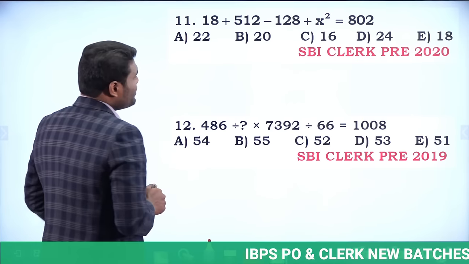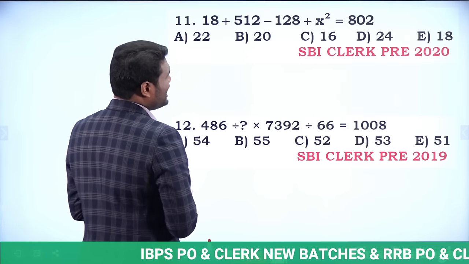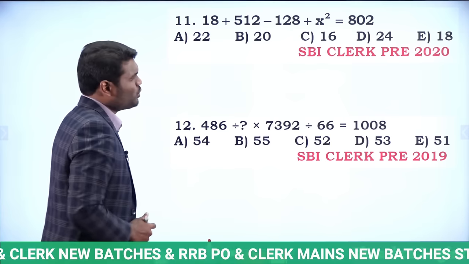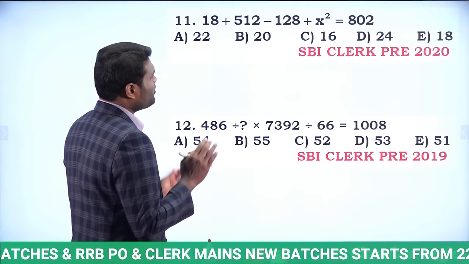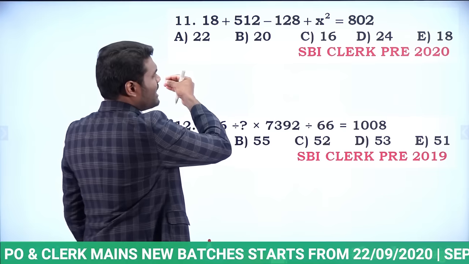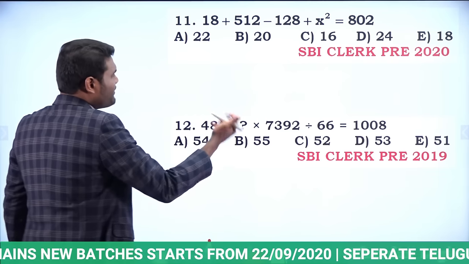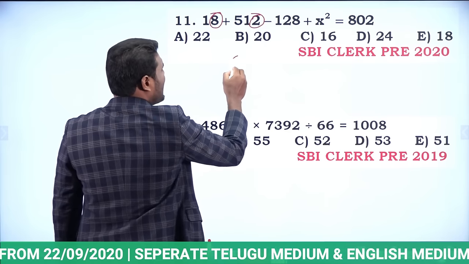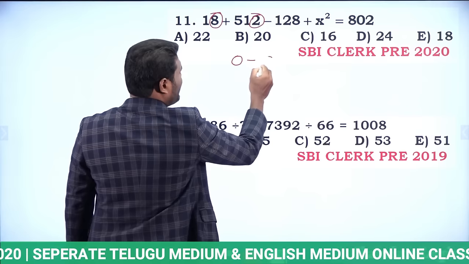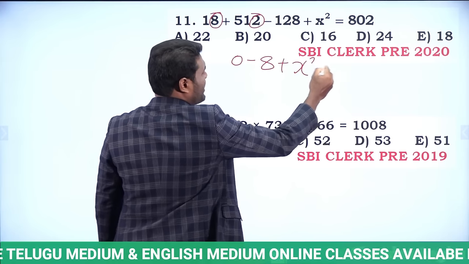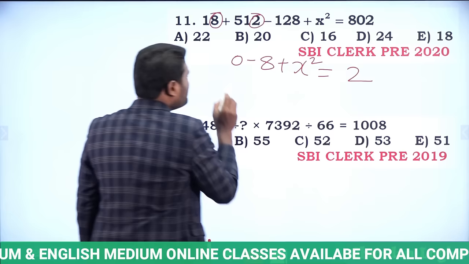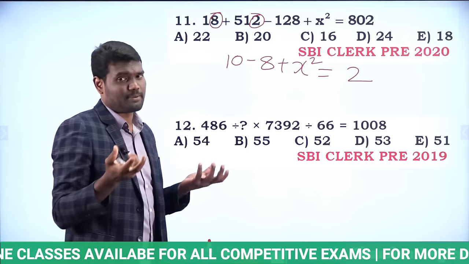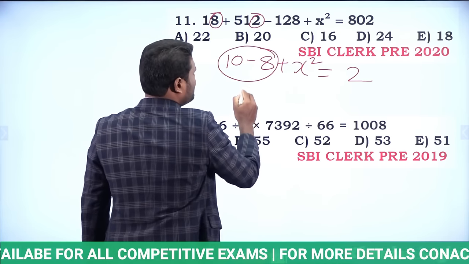18 plus 512 minus 128 plus x square equal to 802. And we are supposed to find the value of x. If you want, you can just verify the last digit. Look here, 8 plus 2 is nothing but 10. 10 means last digit is 0. Okay, 0 minus 8 plus x square is equal to 2. If you look here, 0 means when I'm subtracting, this will be 10. Why? Because I can't subtract from 0. So 10 minus 8 is nothing but 2.